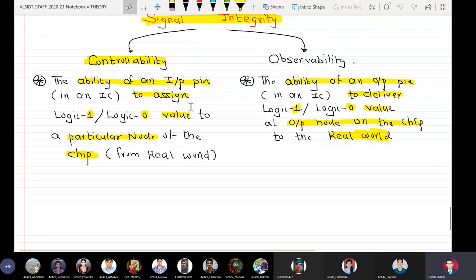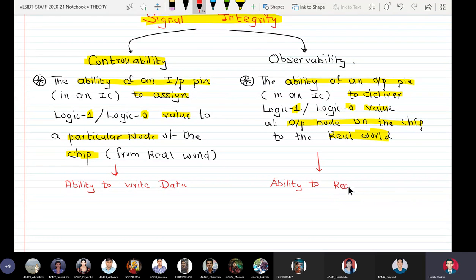We can basically say that controllability speaks about the writing operation, the ability to write data, and observability refers to the ability to read data.